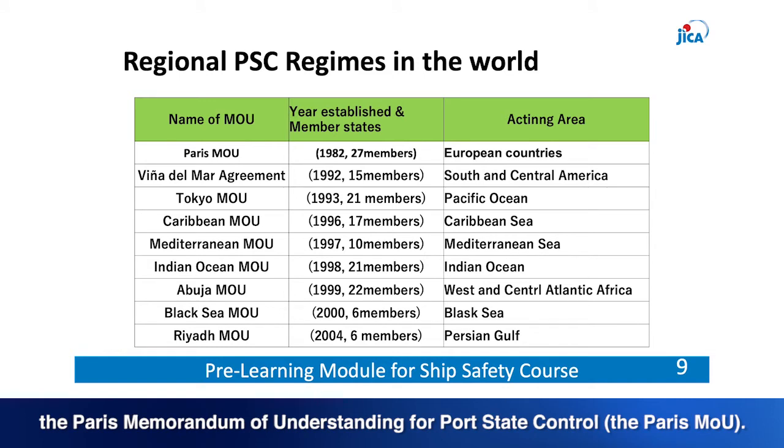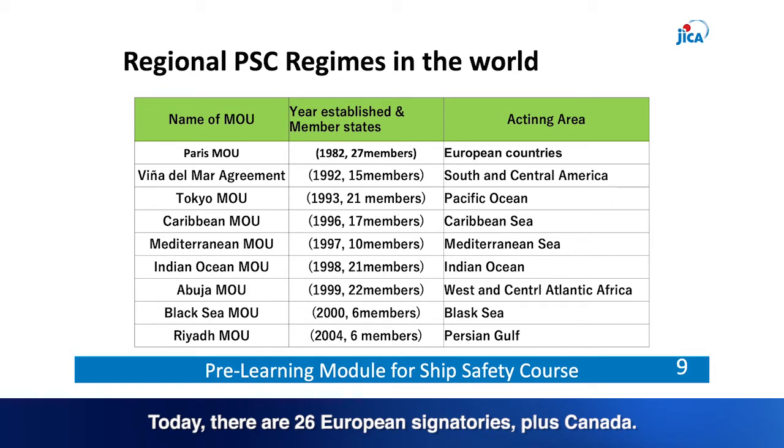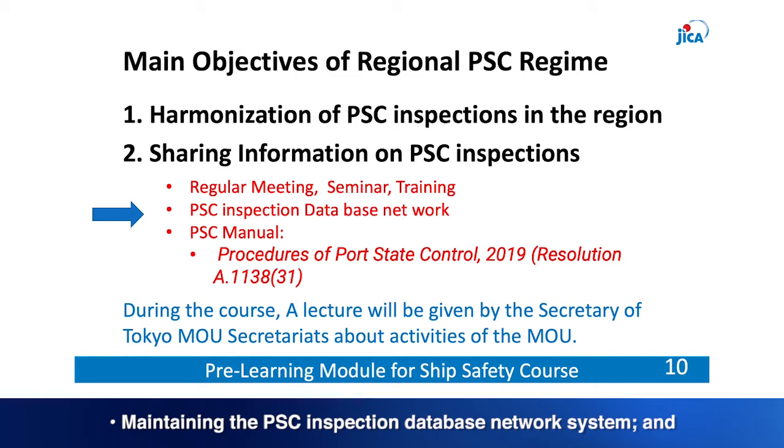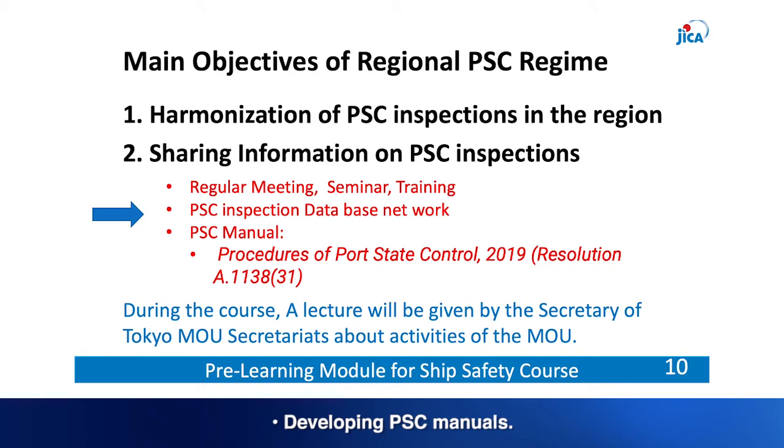the Paris MOU. Today, there are 26 European signatories, plus Canada. Worldwide, there are now 9 MOUs for PSC regimes. The main objectives of a regional PSC regime are 1. The harmonization of PSC inspections in the region, and 2. The sharing of information on PSC inspections. These objectives are accomplished through holding regular meetings with member states, conducting seminars, and training PSC officers, maintaining the PSC inspection database network system, and developing PSC manuals.